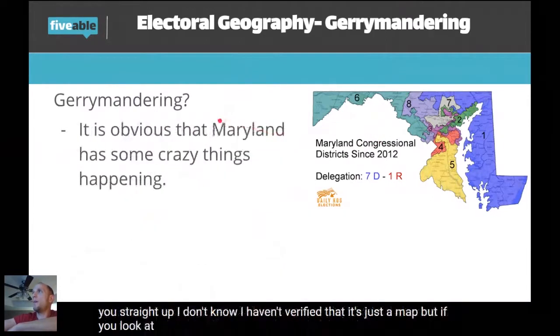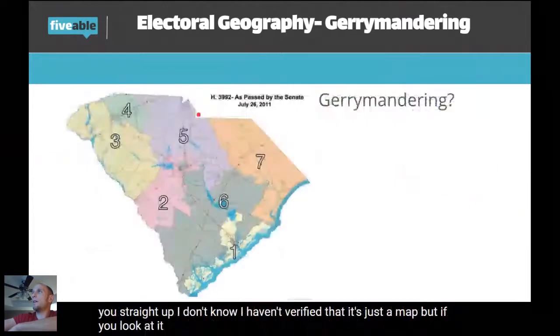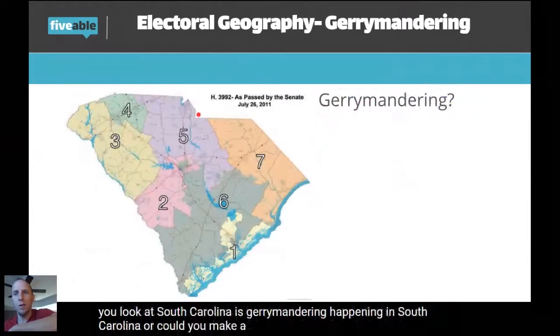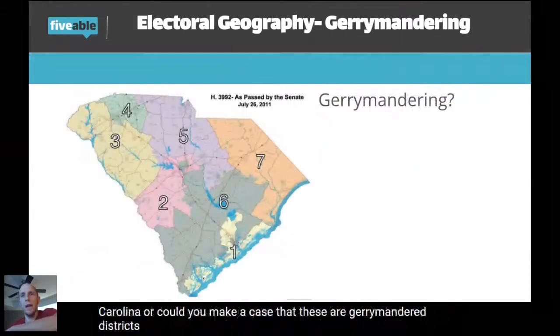It's just a map. But if you look at South Carolina, is gerrymandering happening in South Carolina, or could you make a case that these are gerrymandered districts?